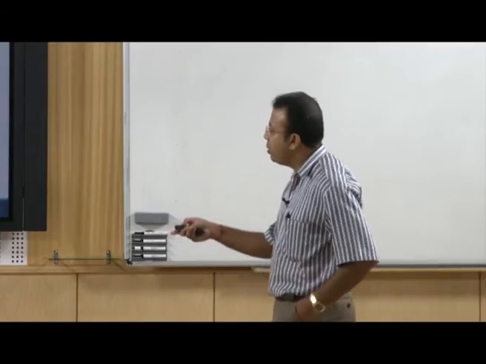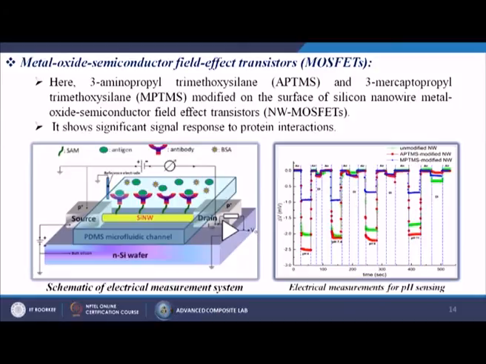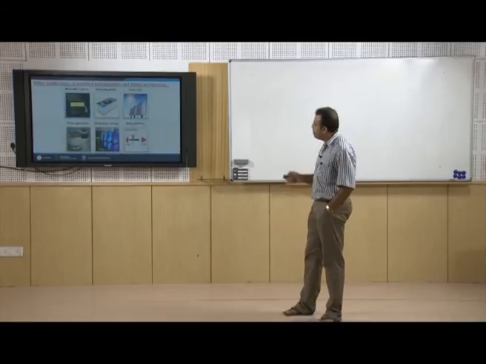And on the left hand side, you can also see how layer by layer techniques we are going to modify this kind of MOSFET systems. So, here we have that silicon nanowire, and we are trying to modify this silicon nanowire by APTMS and MPTMS, and the right hand side shows the results, that means the response curve of that particular sensor.